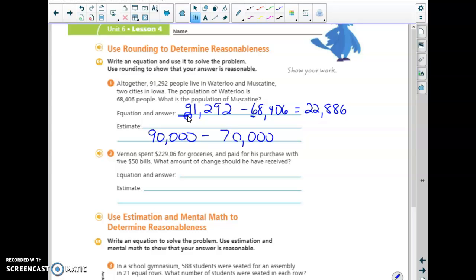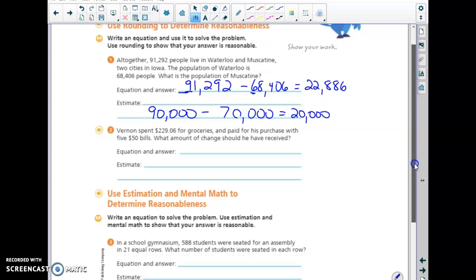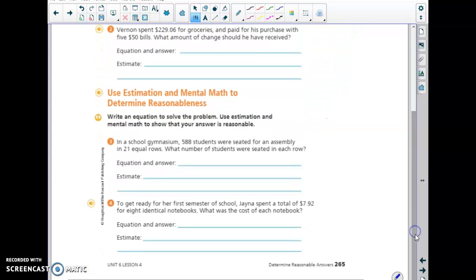Probably not the most accurate rounding. More accurate would be to do 91,000 minus 68,000. But this one I can do in my head a lot easier, so choose something that's easy for you to do in your head. If you subtract, you get 20,000, and that is pretty close to 22,886. Here's a fun fact. Muscatine is known for its melons. It's muskmelons. Muscatine melons.